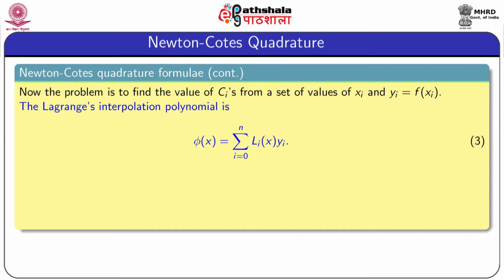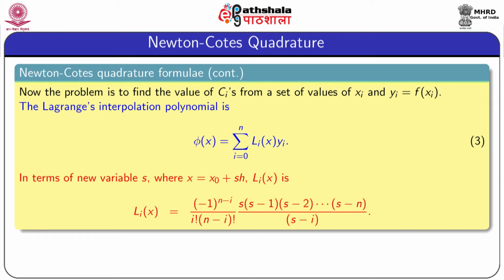We know the Lagrange interpolating polynomial phi(x) equals the summation for i equal to 0 to n of li(x) yi, where li(x) is defined below. In this case, the variable x is replaced by x0 plus sh. That means in terms of equispaced arguments, the Lagrangian function li(x) is given by minus 1 to the power n minus i divided by factorial i into factorial n minus i, and s into s minus 1 into s minus 2 up to s minus n divided by s minus i. So this is the Lagrangian in terms of the new variable s.